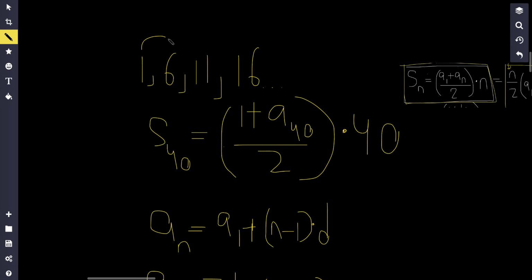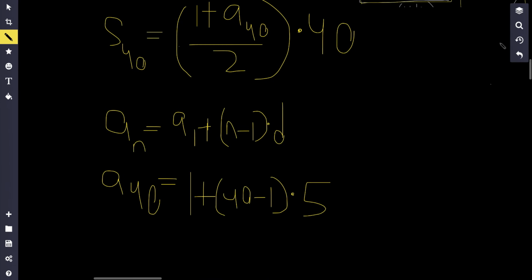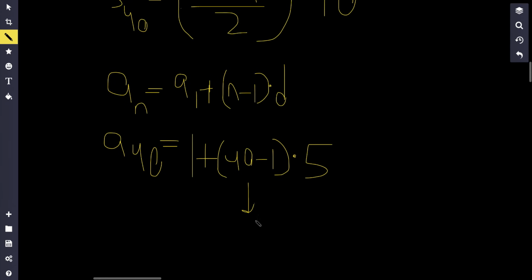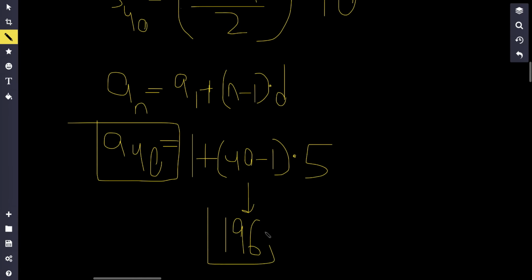The common difference just represents the number you have to add to get from one term to the next. So the number I have to add to get from 1 to 6 is 5, right? That's going to be my common difference. Doing the math, we get 196. So a sub 40 is equal to 196.